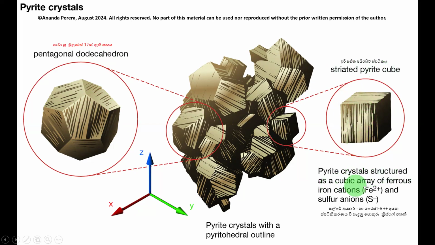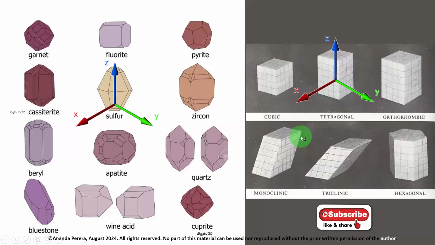Pyrite crystals are structured as a cubic array of ferrous iron cations, Fe2+, and sulfur anions, S-. So cations are iron, anions are sulfur. Look at the garnet shape, dodecahedron, fluorite, pyrite, zircon, sulfur. See the x-axis, y-axis, and z-axis: length, width, and height. Cassiterite, beryl, apatite, quartz, bluestone, wine acid, cuprite.